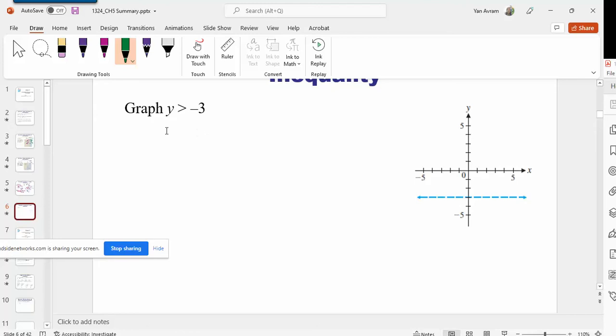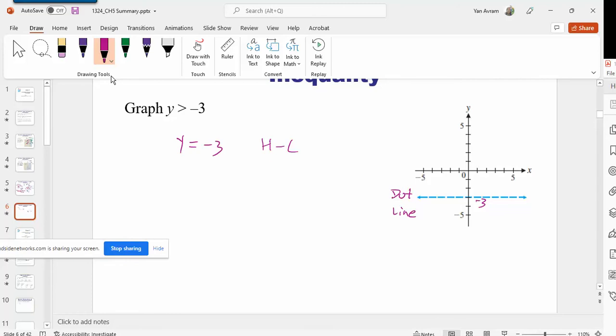So look at this one right here. I want to graph y is greater than -3, and first we want to graph y equal to -3. We know y equal to -3 is a horizontal line. Since this one doesn't have an equal sign, I'm using the dotted line here. Because this one is missing the x, that means it's a horizontal line.